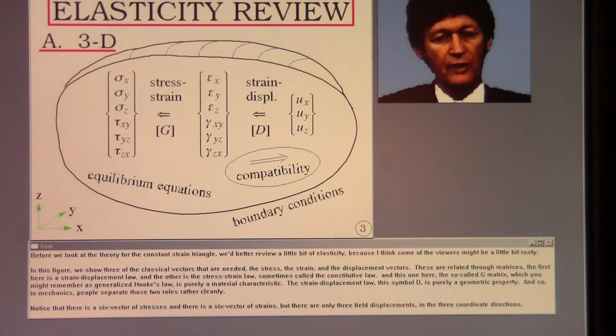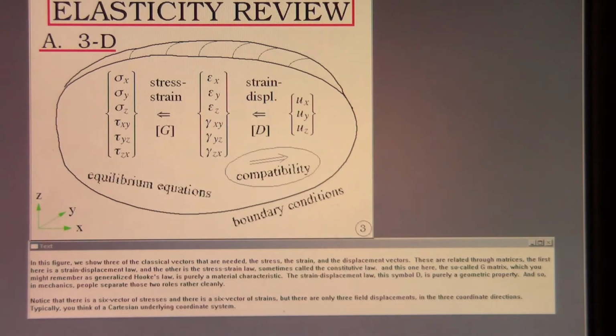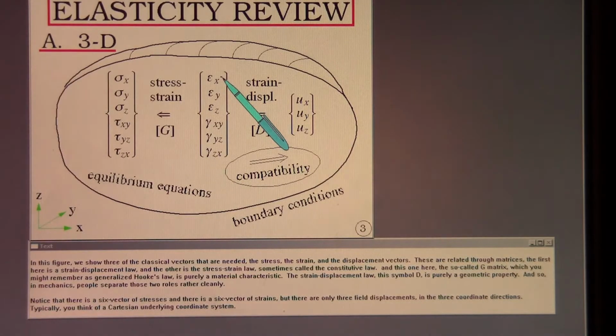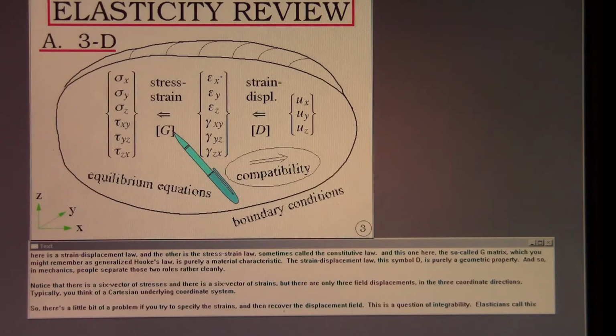Before we look at the theory for the constant strain triangle, we'd better review a little bit of elasticity because I think some of the viewers might be a little bit rusty. In this figure we show three of the classical vectors that are needed: the stress, the strain, and the displacement vectors. These are related through matrices. The first here is a strain displacement law, and the other is the stress-strain law, sometimes called the constitutive law.